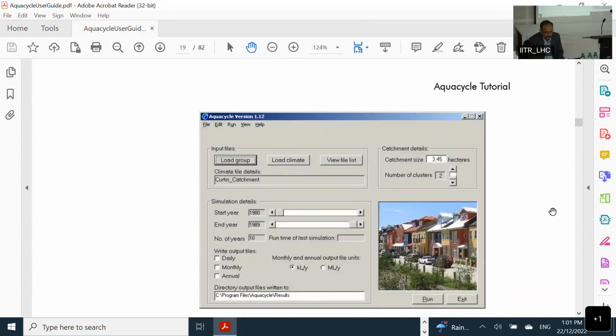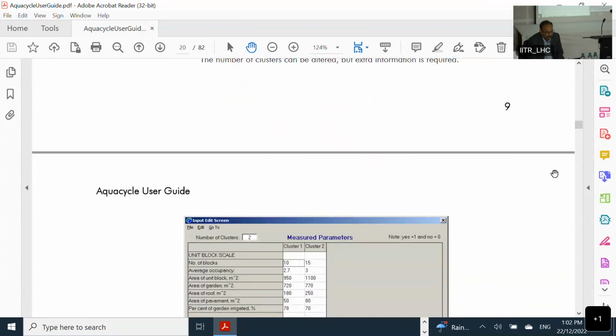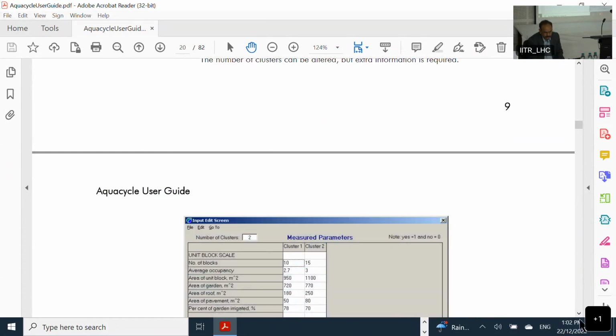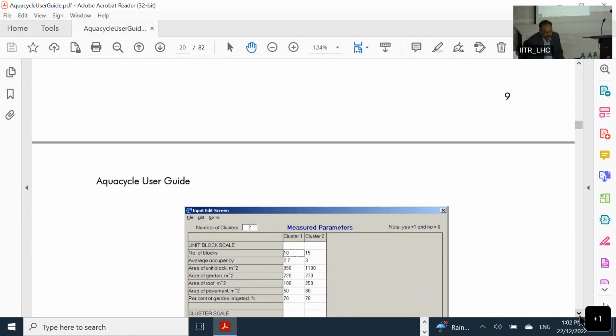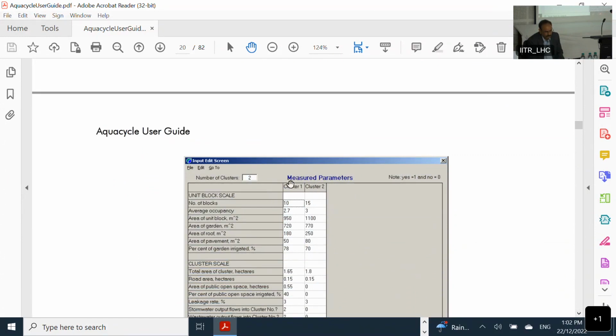Until you start working on it, I think you will not realize it. Then there is a different input: occupancy rate, number of blocks in each and every cluster, all that information will go. So it will generate this screen input based on your number of clusters. Over here, there were only 2 clusters, so you can see only 2 inputs, cluster 1 and 2. If you have more, then it will automatically generate other clusters over here.